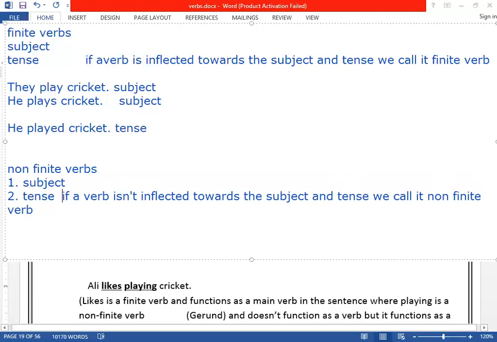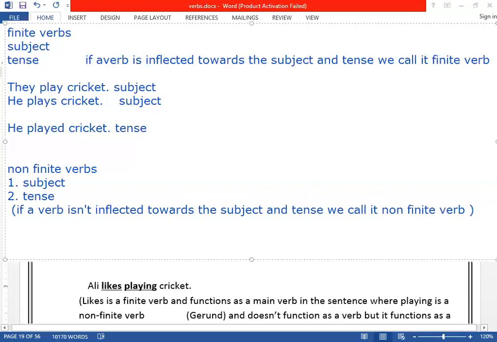Clear? Then that we will call non-finite verb. What type of verb? Non-finite verb. As I said in the first one, if a verb changes itself according to the subject and tense, that is called finite verb. If a verb does not change according to the subject and tense, we call it non-finite verb. Let me write down here for you examples.